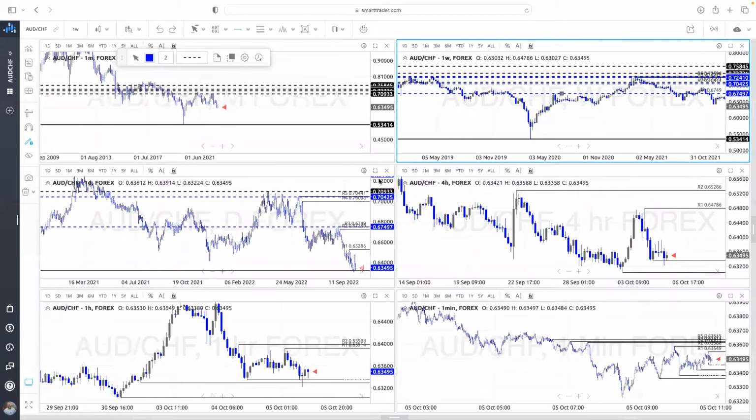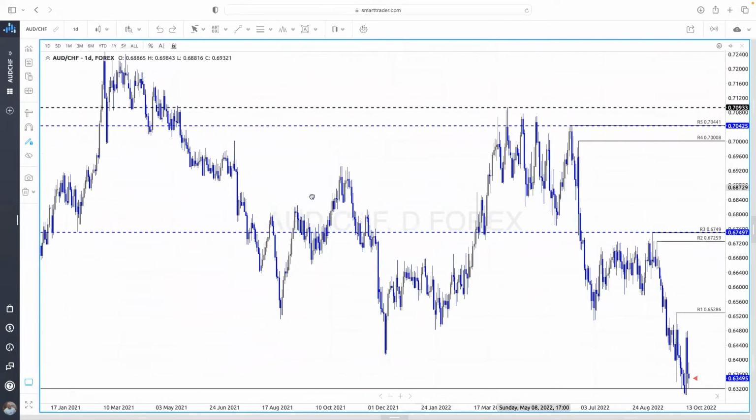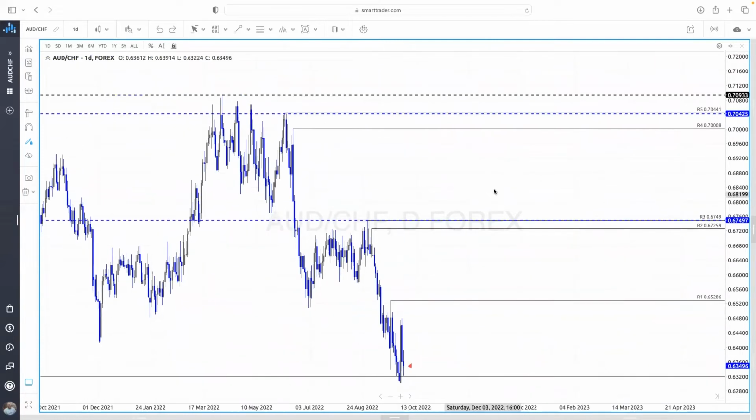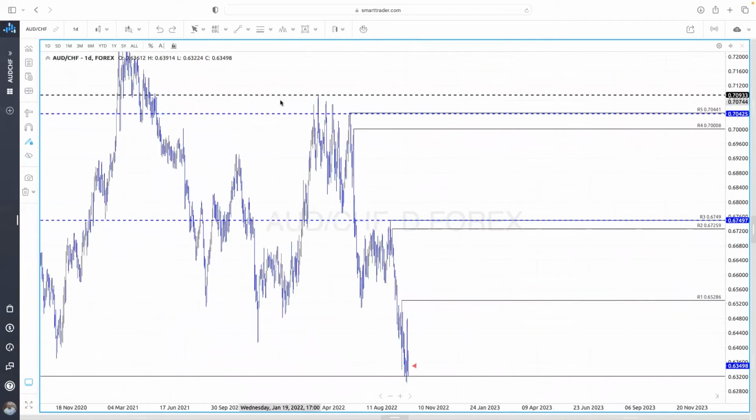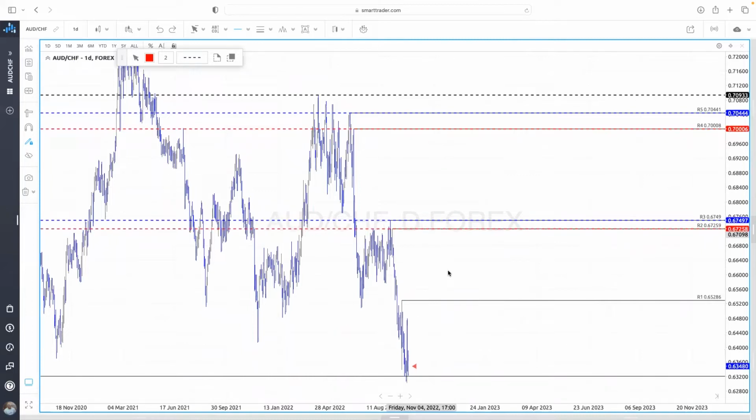Now we move to the daily. Here on the daily, we're doing the exact same thing, swing highs and swing lows. So here, this resistance level is in line with the previous weekly level. So that level will stay the same. And we'll use red for our daily level. Okay. So red resistance level there. We got a resistance level here. And we have a resistance level here.